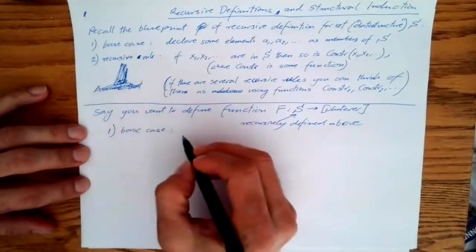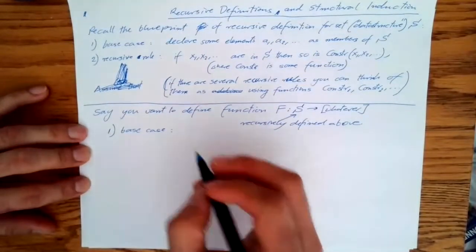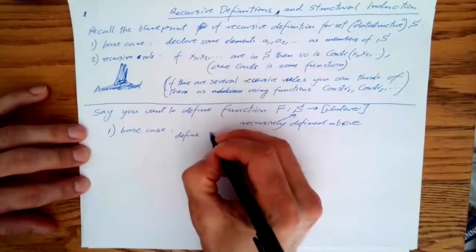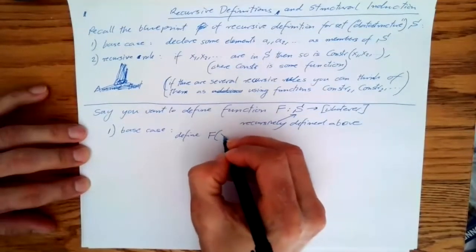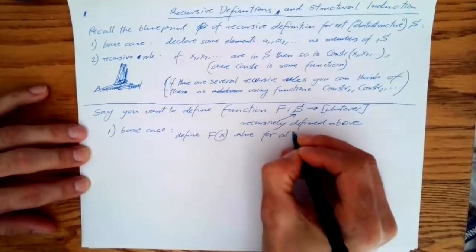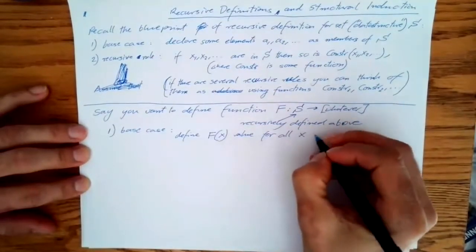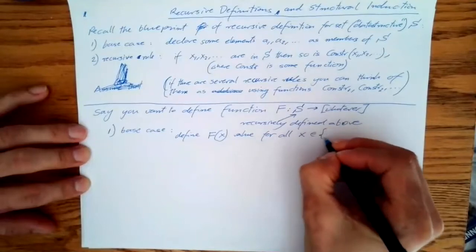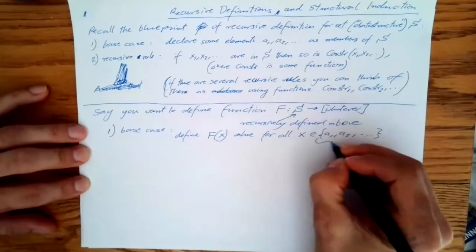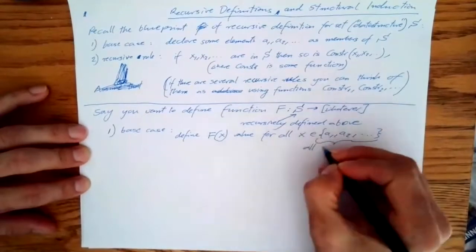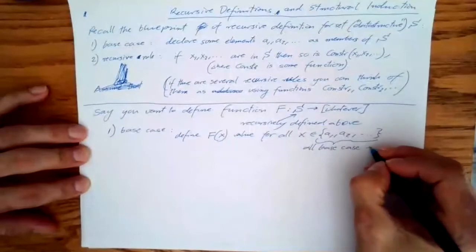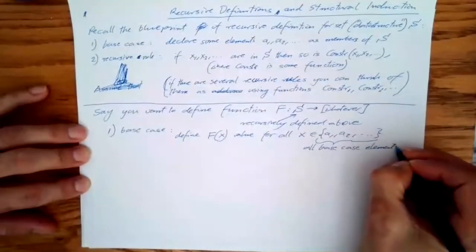All right, so the base case of this definition of f would be: define f of x value for all x in the base cases, so a1, a2, and so on, simply all base case elements of S.